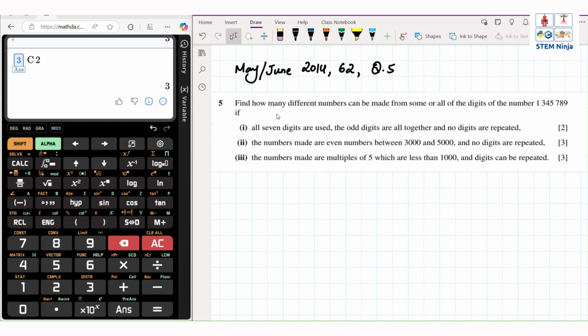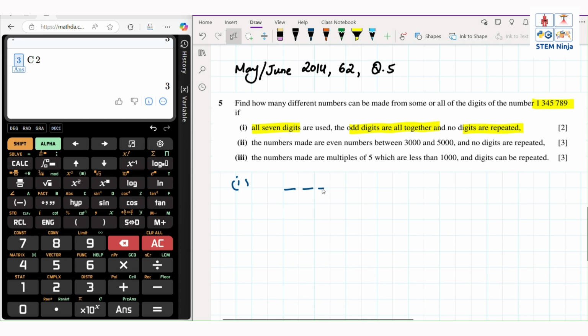Okay, so let's see this. Find how many different numbers can be made from some or all of the digits of the number 1, 2, 3, 4, 5, 7, 8, 9 if all 7 digits are used, odd digits are all together, and no digits are repeated. Okay, so this is straightforward.